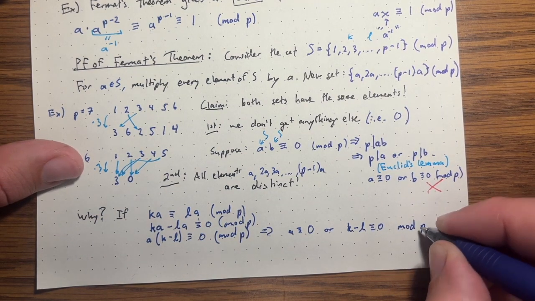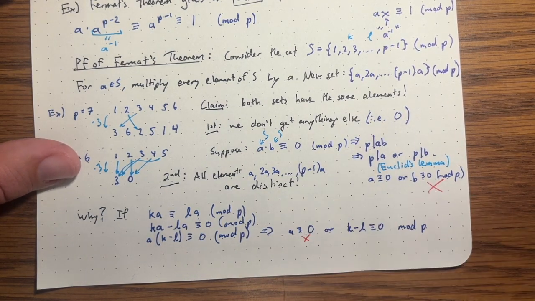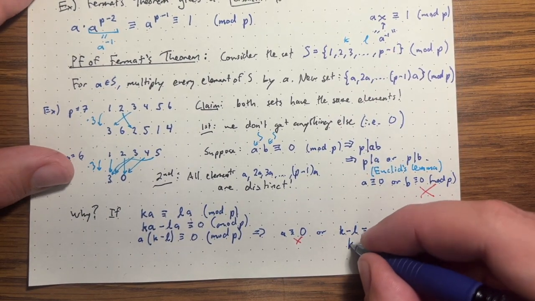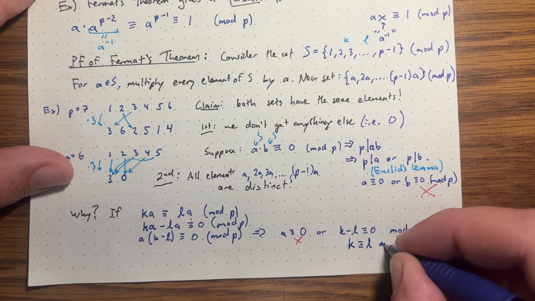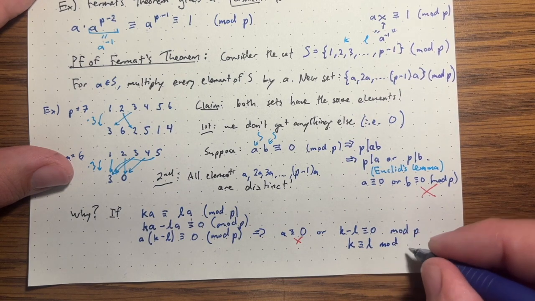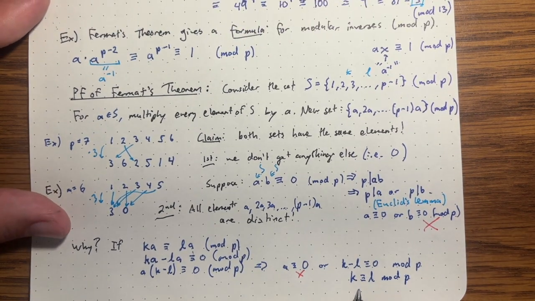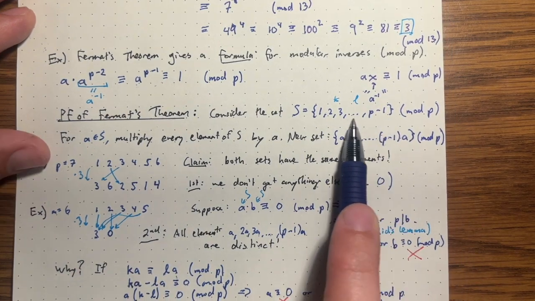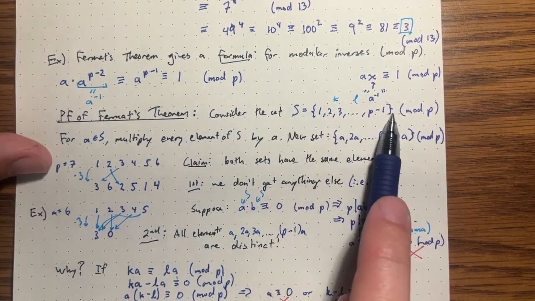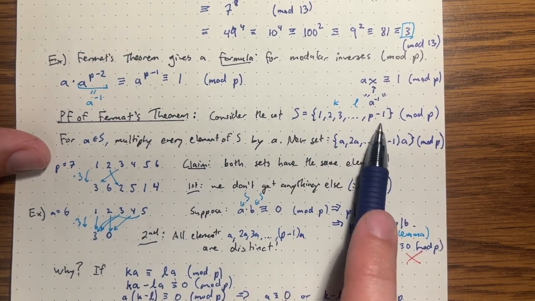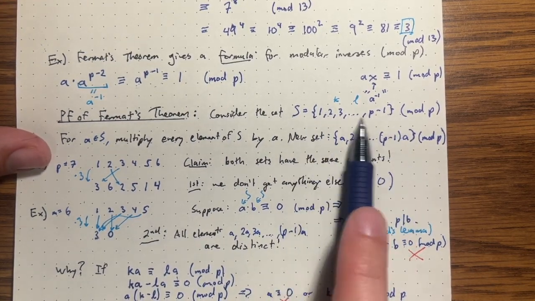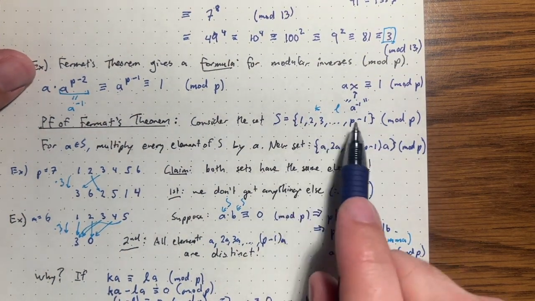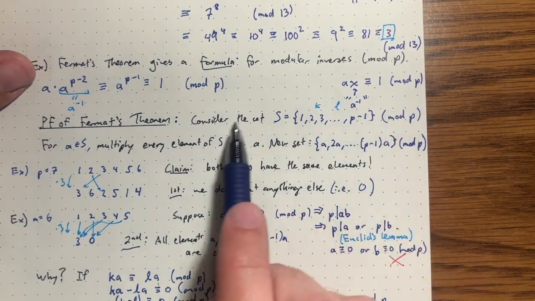That second one is possible, so this first one's not possible. It is possible that K can be congruent to L mod p. But what does that mean? This is a complete class of these, all the congruence classes modulo p. There's one element from every congruence class, except for 0, I should say.